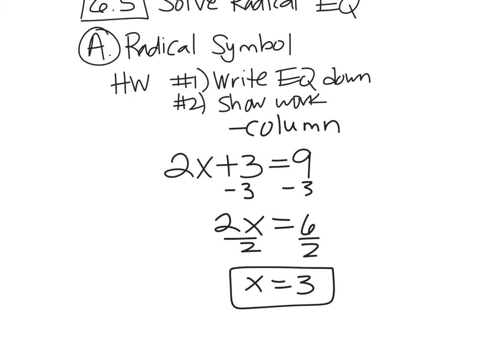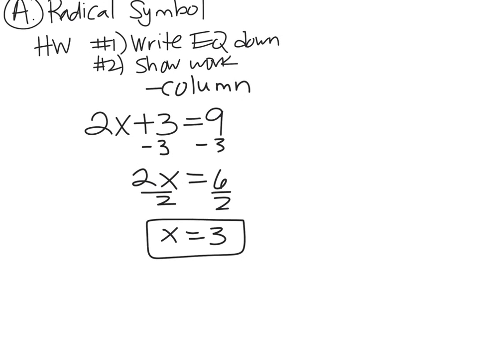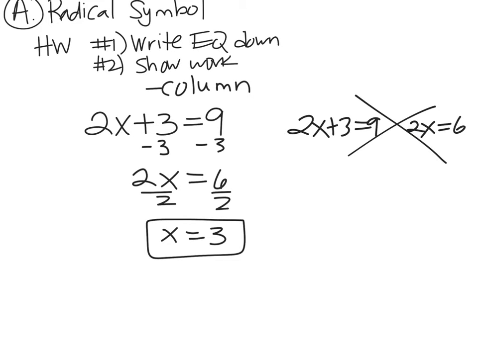I'll have people who will solve this, and they'll go like this. 2x plus 3 equals 9. And then they'll write next to it, 2x equals 6. And they go that way. You're not supposed to solve equations that way. You're supposed to solve them going down your page. I know, it just doesn't even feel right.